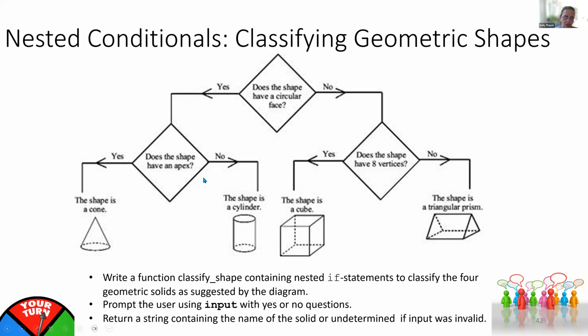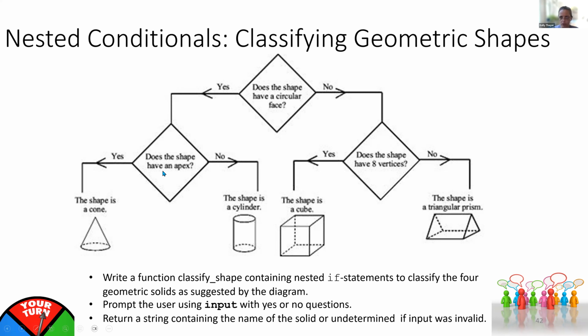So for example, does the shape have an apex? That means the pointy part. Right, so this one doesn't have any points, this one does. So if the answer is yes, it's going to be the cone. And if the answer is no, it's going to be the cylinder. So then we want to see which one of these it is.